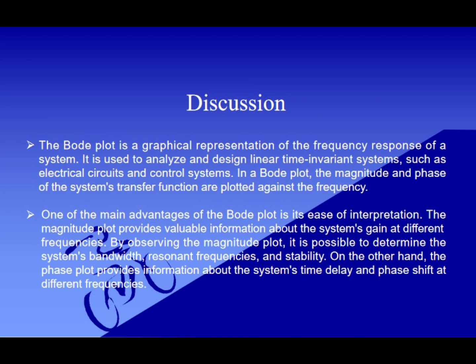There are a lot of advantages of the Bode plot, and one of the main advantages is its ease of interpretation. The magnitude plot provides valuable information about the system's gain at different frequencies. By observing the magnitude Bode plot, it is possible to determine the system bandwidth, resonant frequencies, and stability. On the other hand, the phase plot provides information about the system's time delay and phase shift at different frequencies.